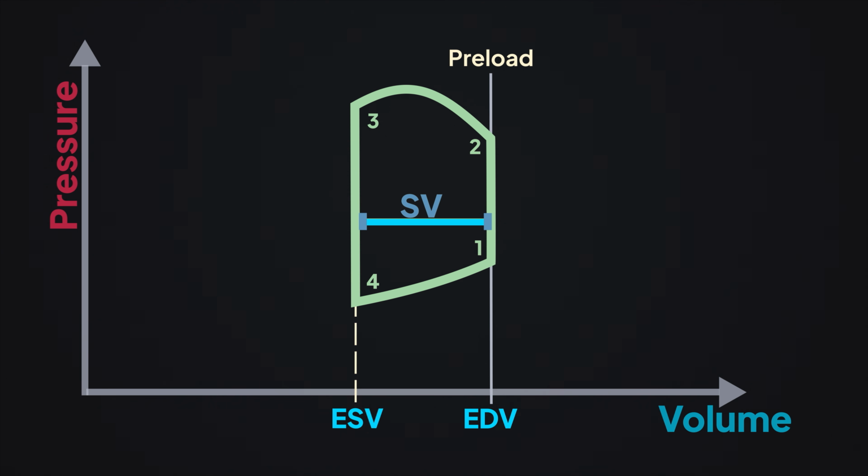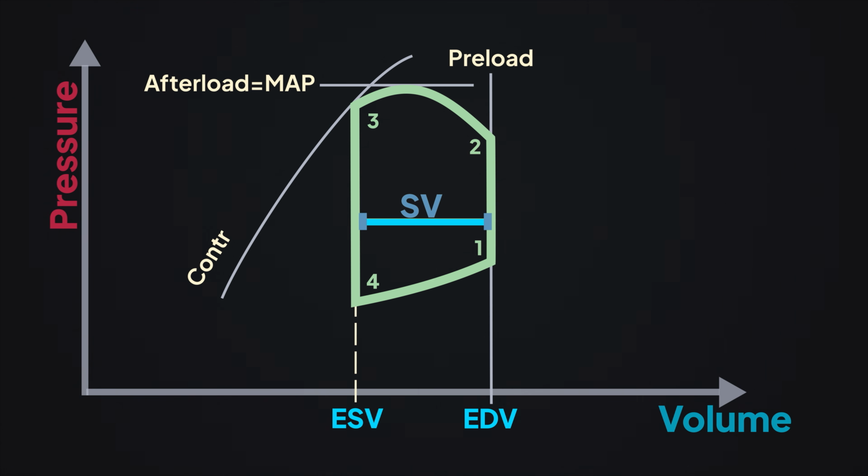First, preload. This is simply your end diastolic volume, the point where the heart is most full. The second, afterload. Think of this as the pressure the heart must fight against. It touches the very peak of our graph. Third, contractility. This is the heart's squeezing power, and it is represented by the slope that touches point 3. And finally, compliance. This is how stretchy the ventricle is, and it is shown by the filling line at the bottom.